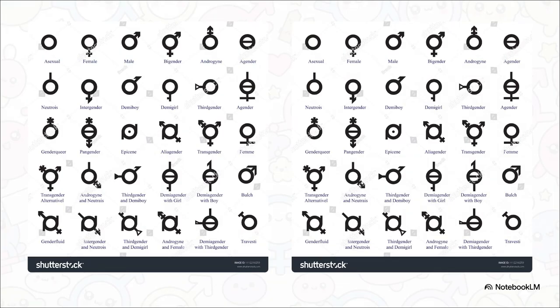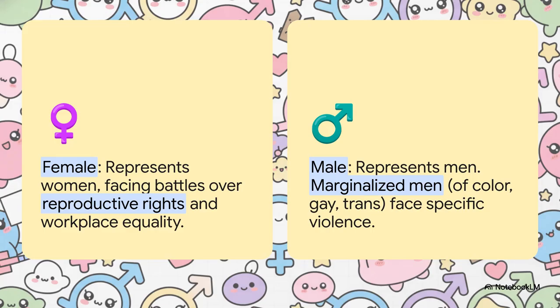On the left, you've got the symbol for female, which actually comes from the astronomical symbol for Venus, and on the right, the symbol for male, which is derived from Mars. For centuries, these two have really been the default symbols for the whole gender binary. But here's the thing, these aren't just abstract ideas. Each symbol represents a group with very real-world stakes.